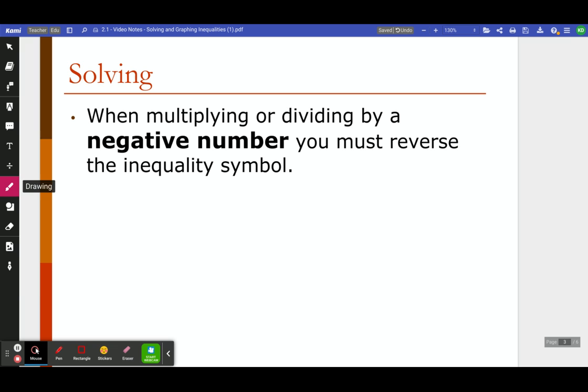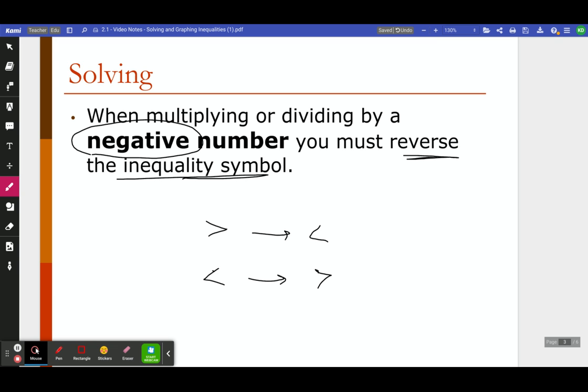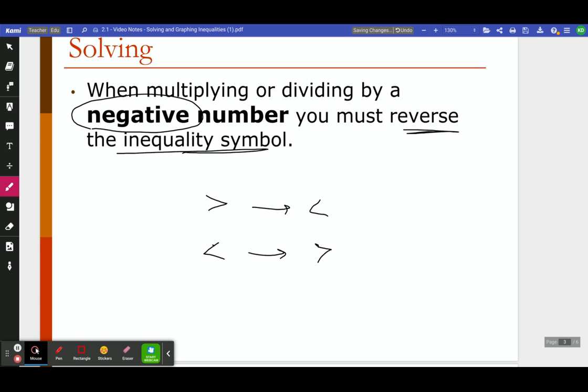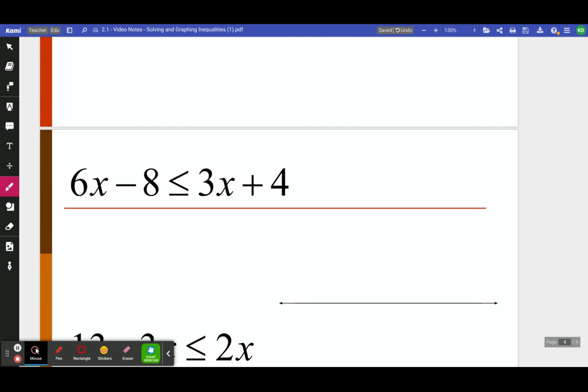Now to solve an inequality, we have to remember one special rule. Most of it is going to be just like solving a regular equation. But when we multiply or divide by a negative number, you must reverse the inequality symbol, right? So that means if it's greater than, it goes to less than. If it's less than, it goes to greater than, okay? So just reverse the direction of the inequality symbol, but only if you multiply or divide by a negative number. So let's see a couple of examples to illustrate that.